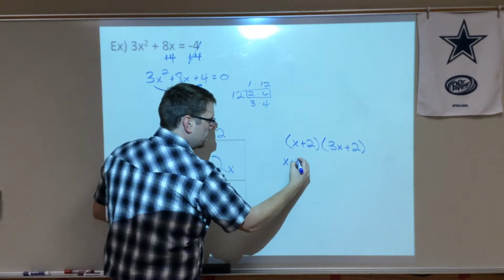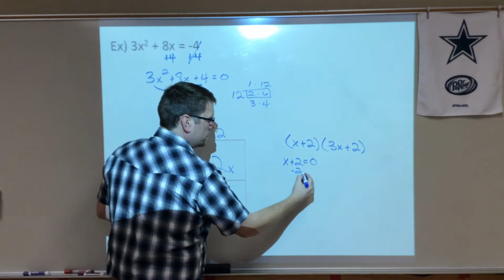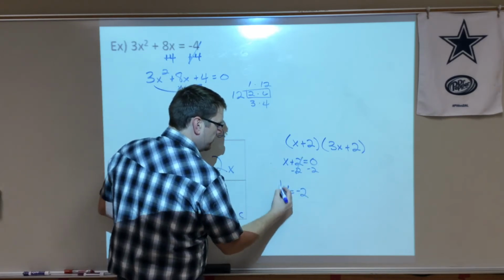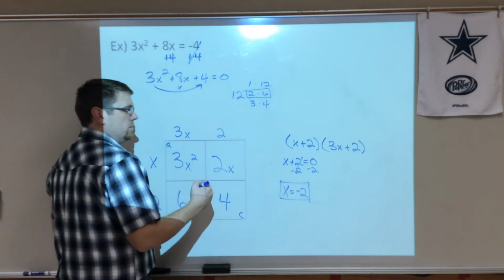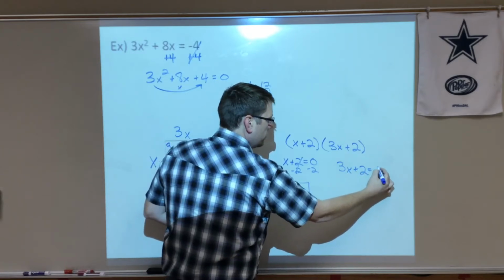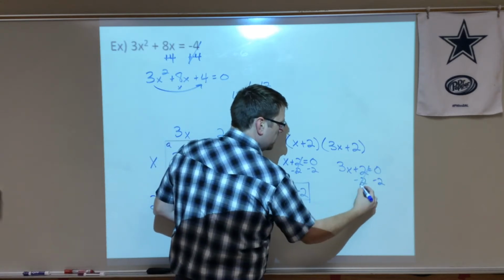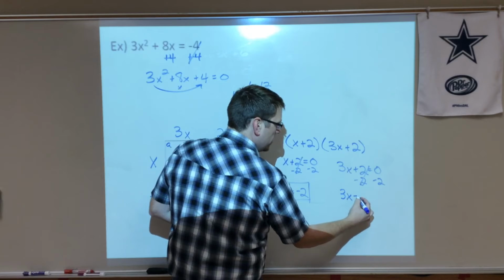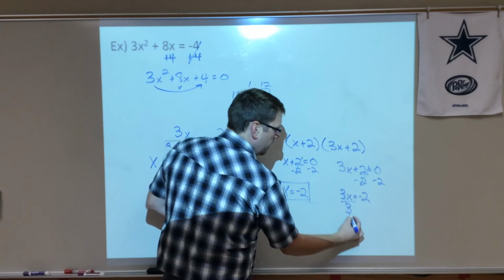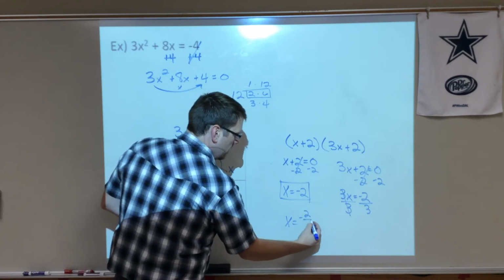One more simple step to solve. x plus 2 equals 0. We'll subtract 2 from both sides. x equals -2. There's one of my solutions. Set this one equal to 0. 3x plus 2 equals 0. This time I've got 2 steps to solve for my solution. 3x equals -2. And then I want to divide, and I see x equals negative 2/3.